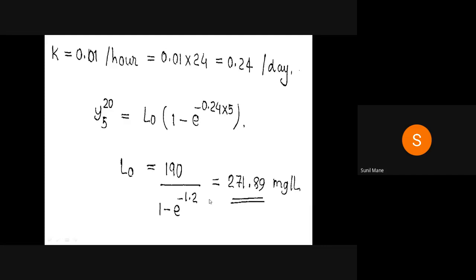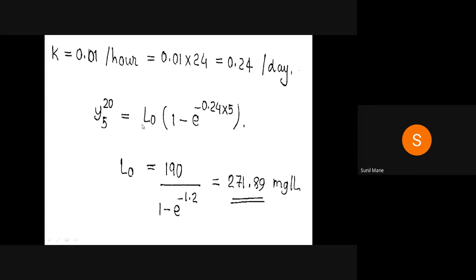Now the problem given is: the laboratory experimentation is carried out, and the incubation BOD has been found out as 190 milligram per liter. So initially the BOD has been found out as 190 milligram per liter. Based on this we have to find out the ultimate BOD.